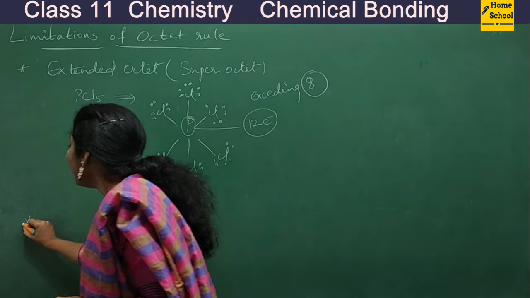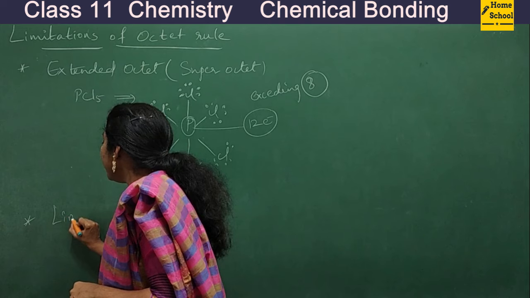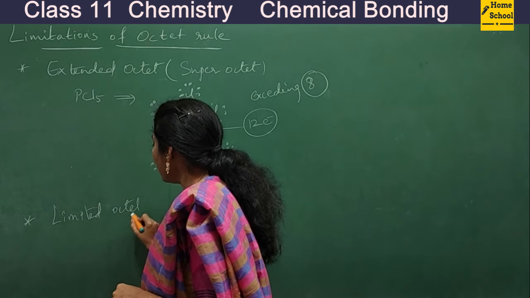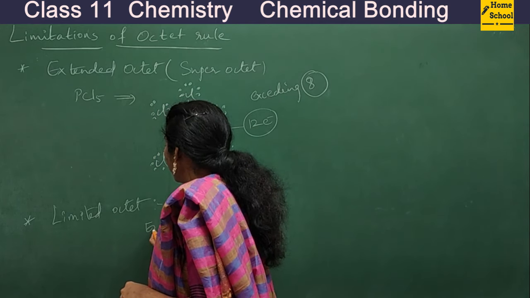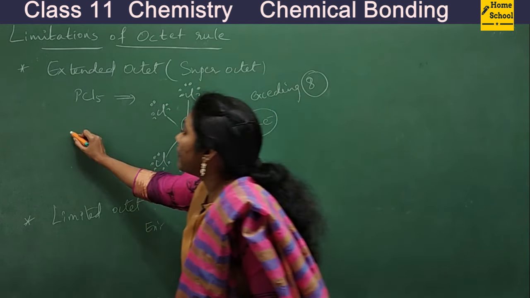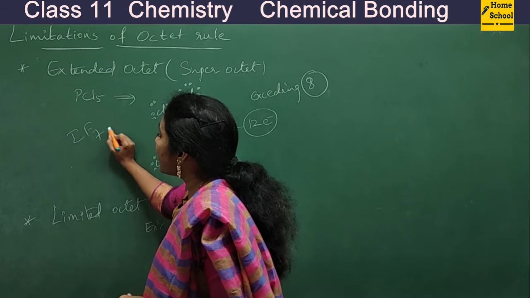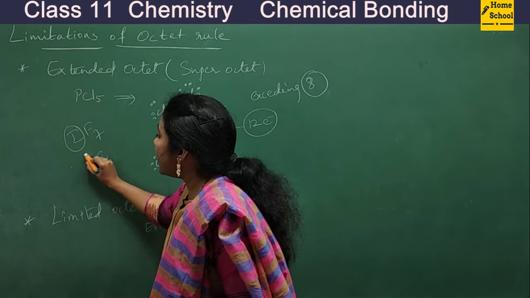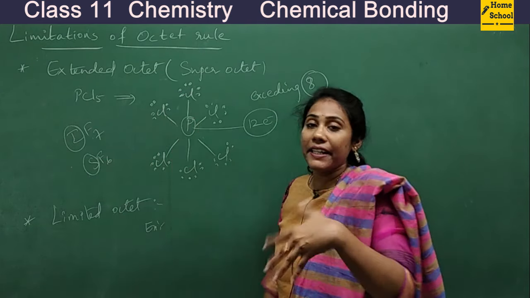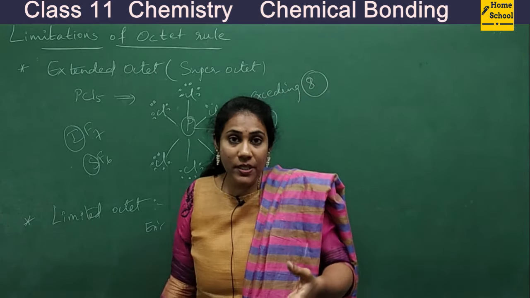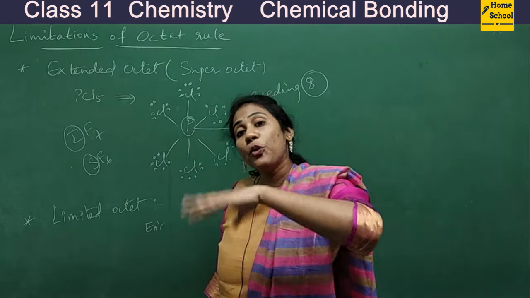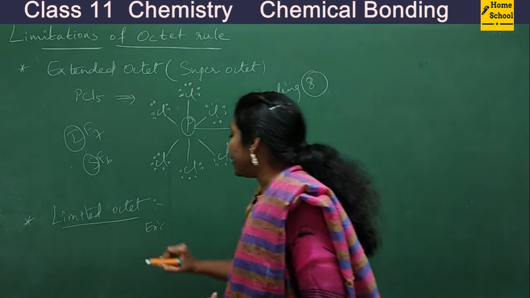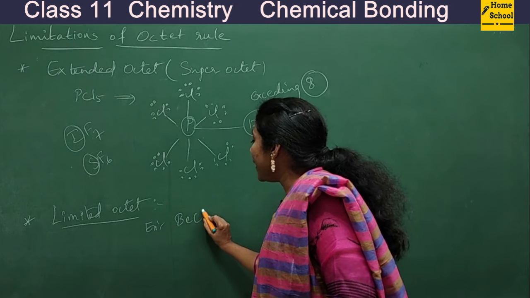Like that, we have another limitation called limited octet. For example, here many more examples you can write, guys. IF7 is another example, SF6 is another example. In all of them, the central atom has an extended octet. They have more than 8 electrons around them. Okay, fine. Limited octet. For example, you can observe beryllium chloride.